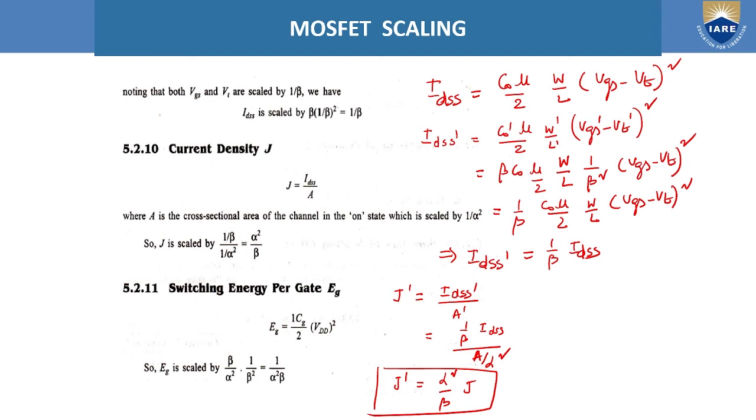There is a switching energy per gate. What is the energy formula? E is equal to half CV square. So EG is equal to half CG into VDD square. CG is scaled by the factor beta by alpha square, so we write beta by alpha square. And VDD, the voltages, are scaled by the factor 1 by beta, so we write here 1 by beta square. So we can say that the EG is scaled by the factor 1 by alpha square beta.